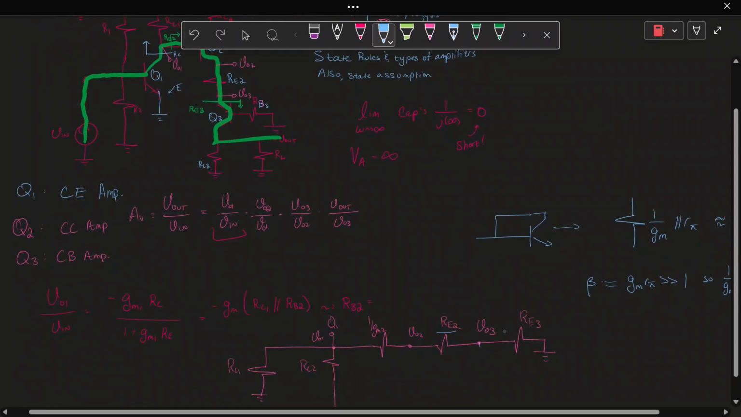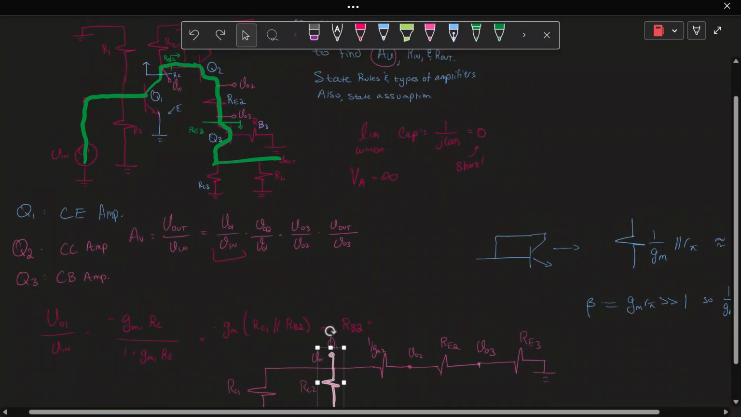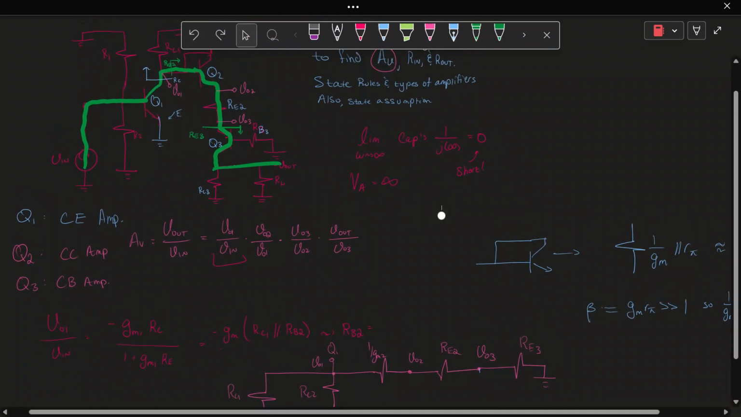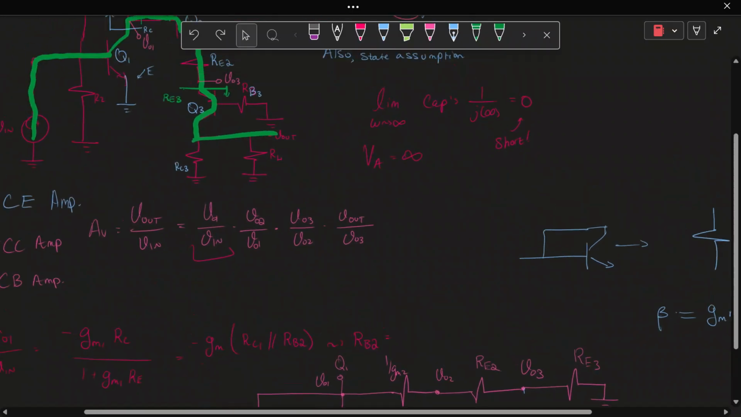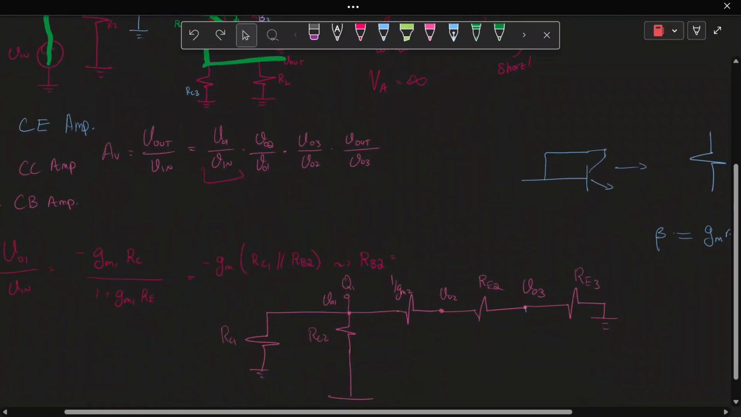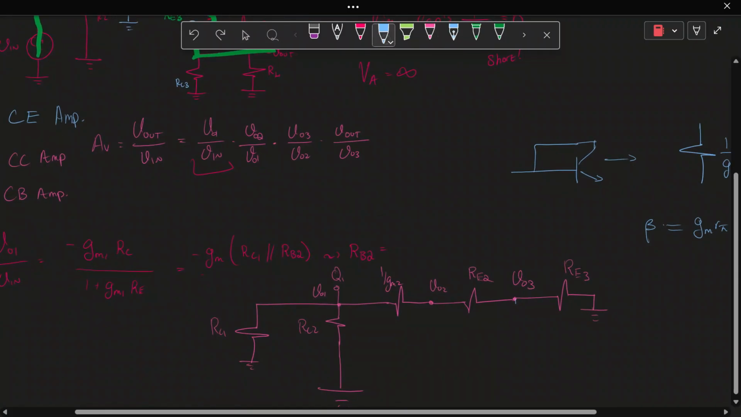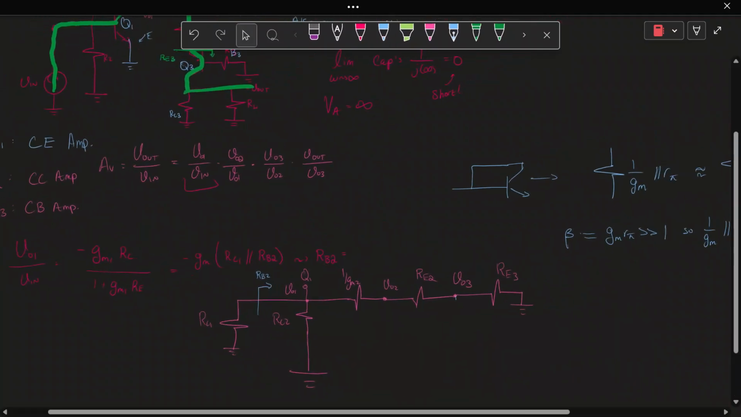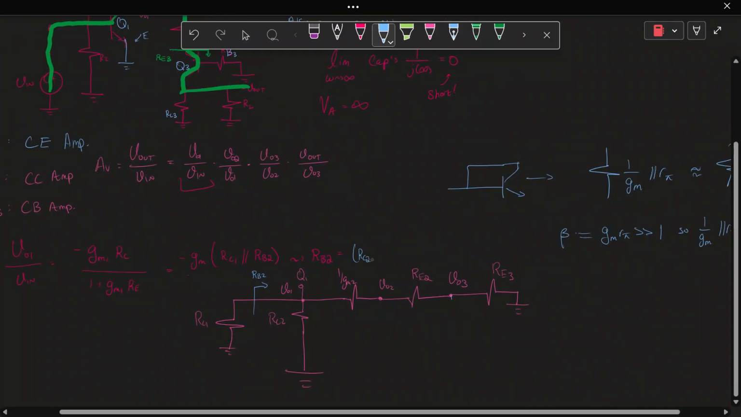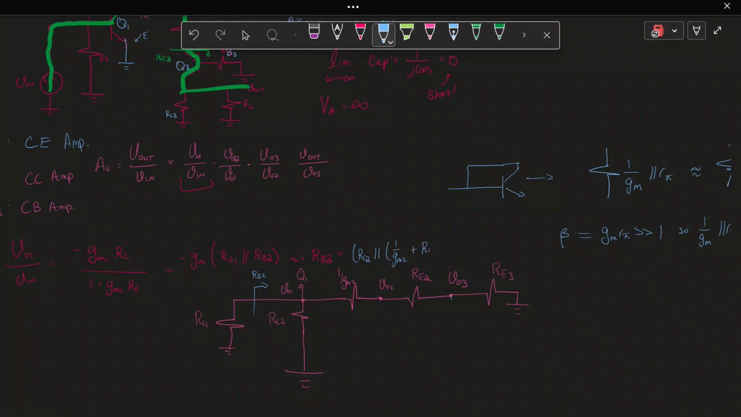Of course, RB2 is what, is 1 over GM2, right? In series with RE2 and RE3, which we labeled as RE3 is looking into the emitter of Q3, and it's in series with RE2. So RB2 is going to be, let's see here, all of this. Let me label it so you can see it a little bit better. It's going to be all of this, RB2. This is going to be RC2 in parallel with 1 over GM2 in series with RE2 in series with RE3.